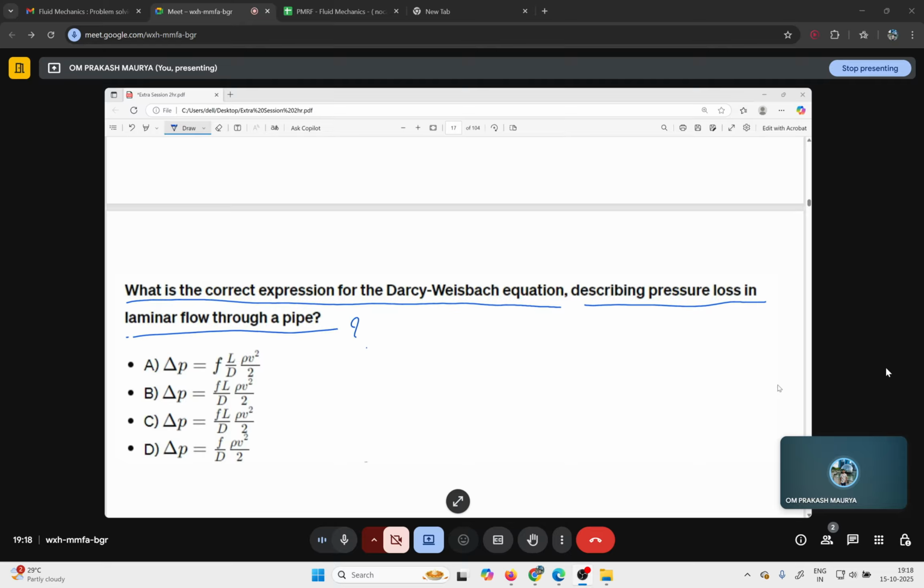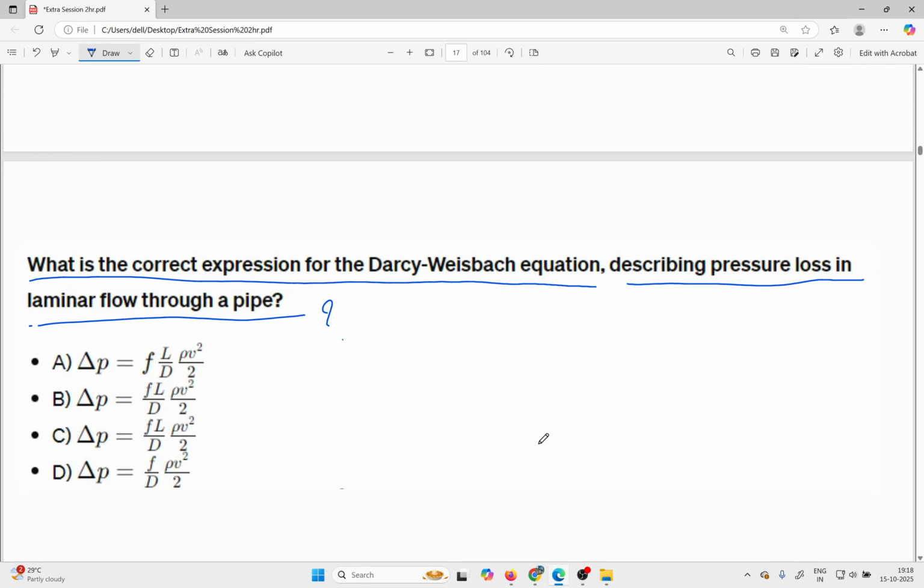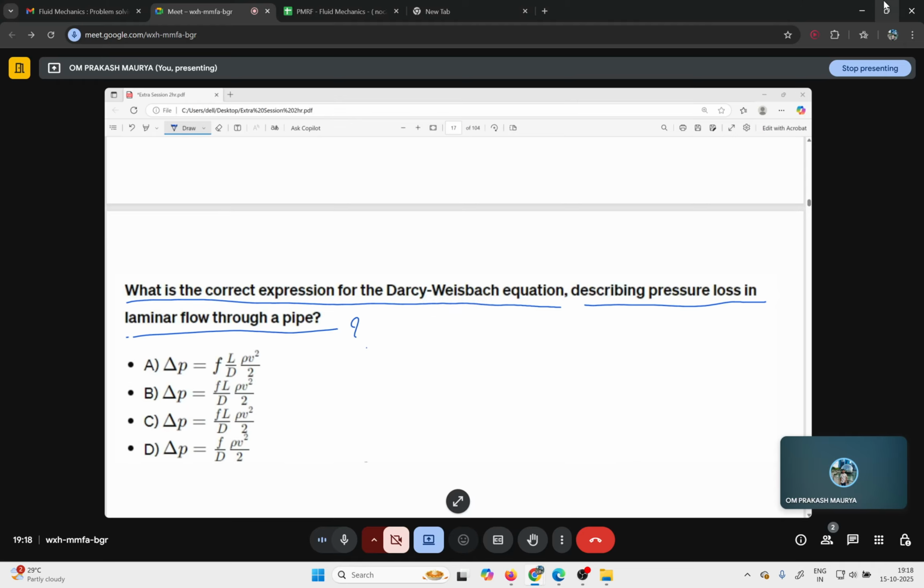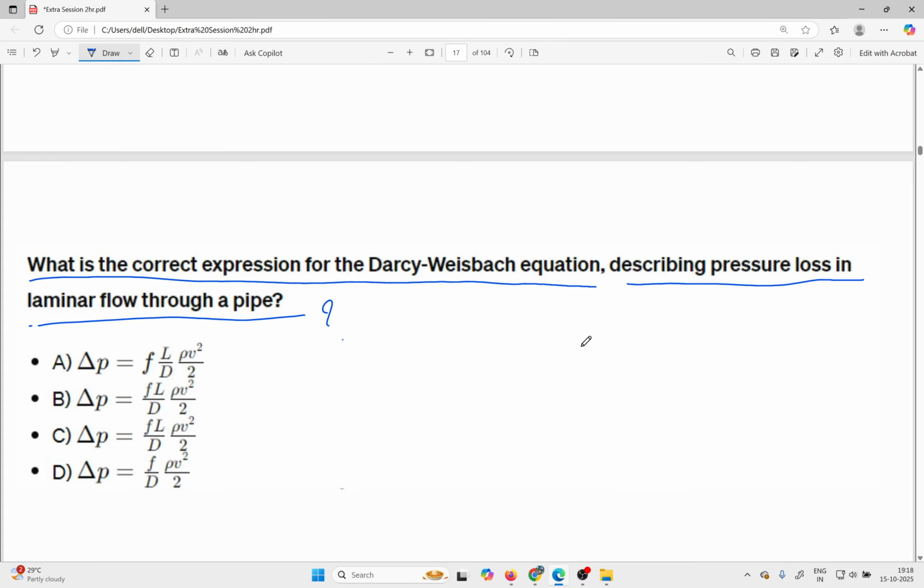So now let us solve the question. So the question number, let me just, okay, everything is fine. What is the correct expression for the Darcy-Weisbach equation describing the pressure loss in laminar flow through pipe? So what will be the correct expression?